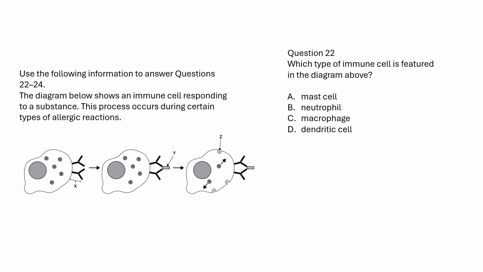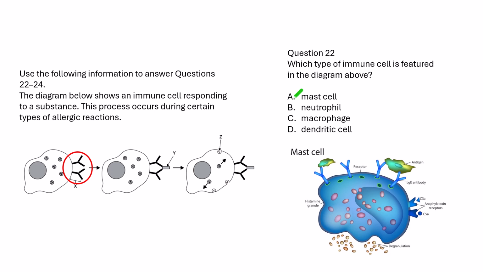The antibodies are attached to the surface of this cell. Since mast cells have antibodies on their surface, this cell is likely a mast cell. It is not another cell such as a neutrophil, macrophage or dendritic cell, which have no antibodies on their surface.